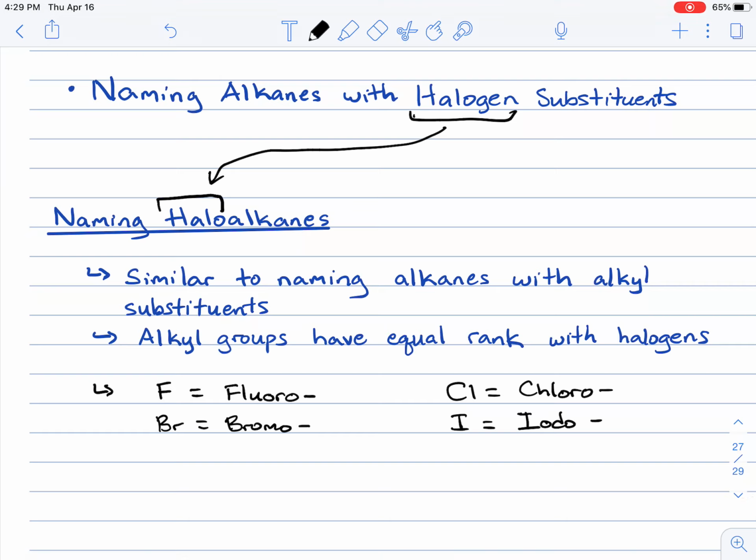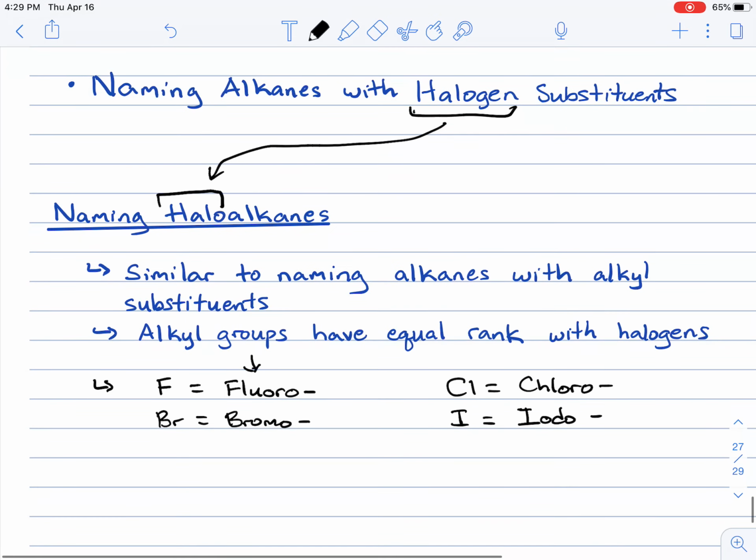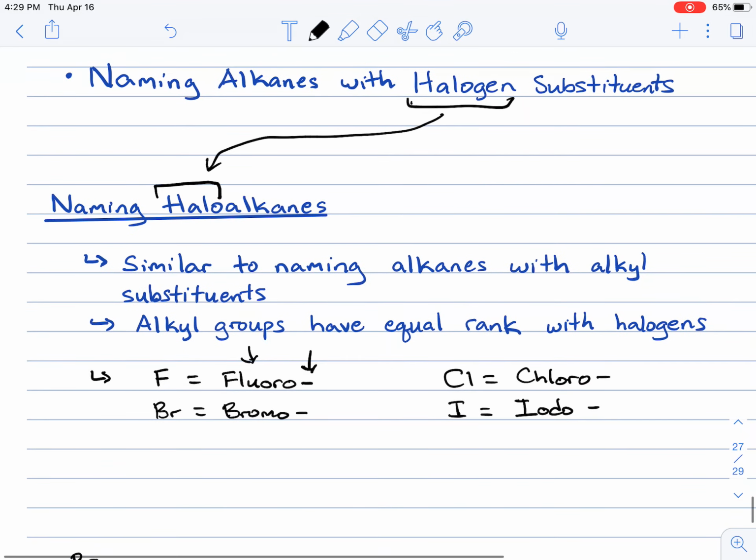There are four halogens that we need to discuss: fluorine, bromine, iodine, and chlorine. If these halogens are present as a substituent on your alkane parent chain, you're not going to say fluorine, bromine, chlorine, or iodine. You're going to say fluoro, bromo, chloro, iodo. The little dash just lets you know that it's attached to something else, to an alkane chain.